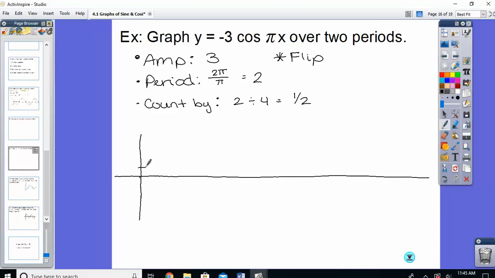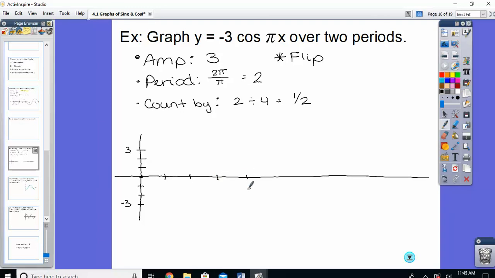My high point would be at +3. My low point is at -3 because of my amplitude. We're starting at our 0 here, and then we're counting by a half. So I have 5 total points, 0 and then the 4 after that. Space them evenly.